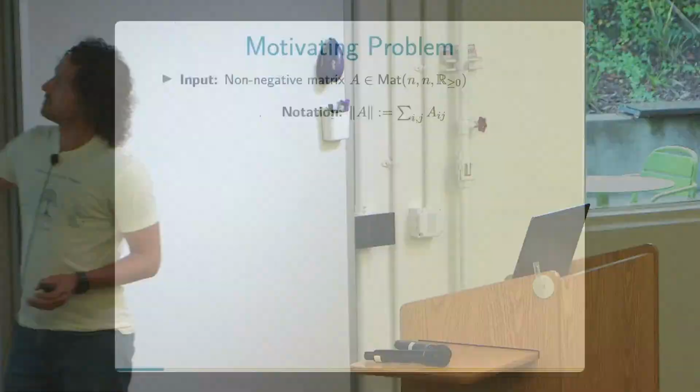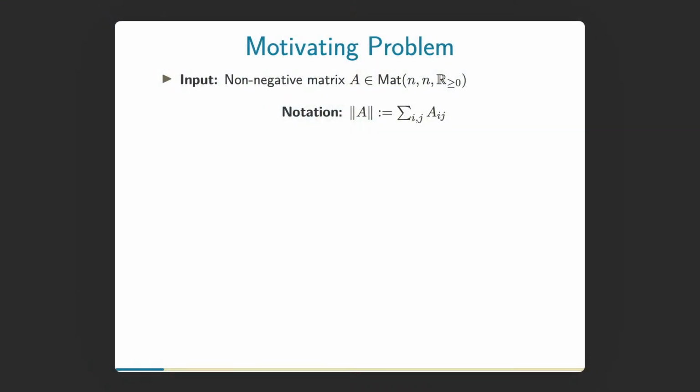I have a non-negative matrix A. I'm going to say that this is a square matrix, and the entries are non-negative reals. And I'm just going to say that the norm for non-negative matrices is just the sum of all the entries. It's just the L1 norm.